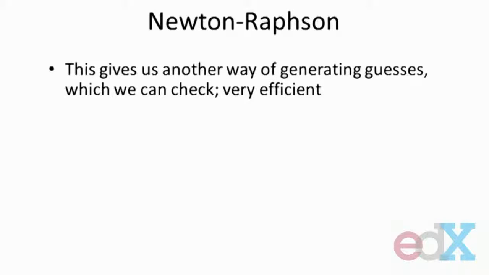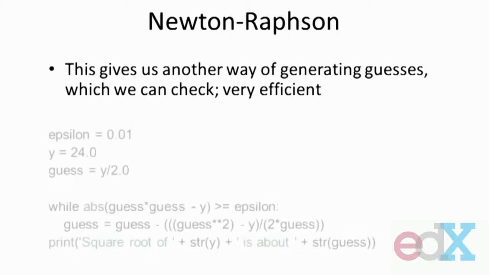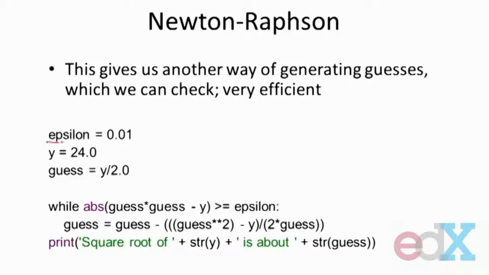Another way of generating guesses, which we can check, which turns out to be very efficient. So here's some code that would do it. Again, I've got a little epsilon that tells me how close I want to get. Let's assume I'm looking for the square root of 24. We'll try some other examples in a second. I'm going to give an initial guess, which will just be y divided by 2. It's not a very good guess, but it's a reasonable place to go.